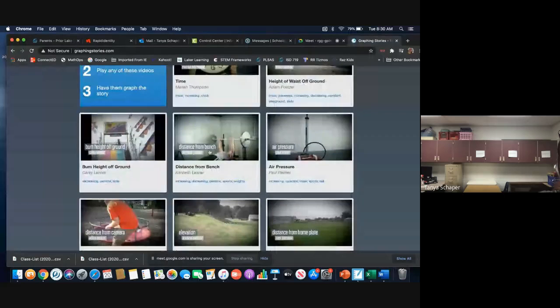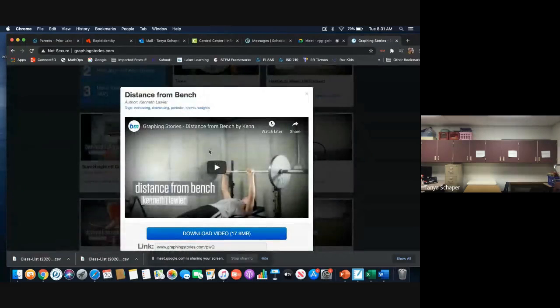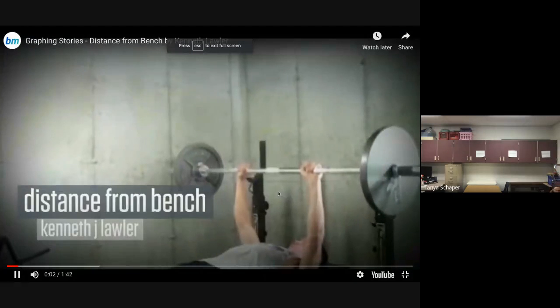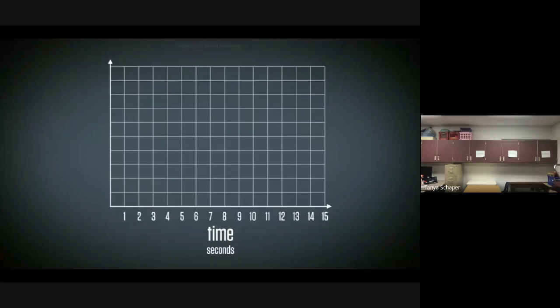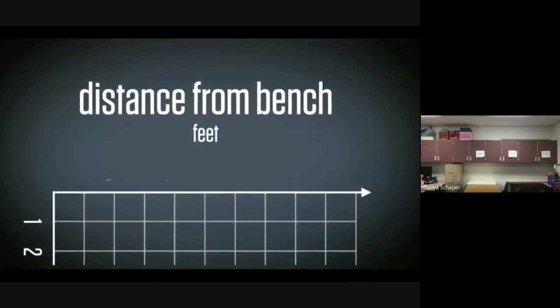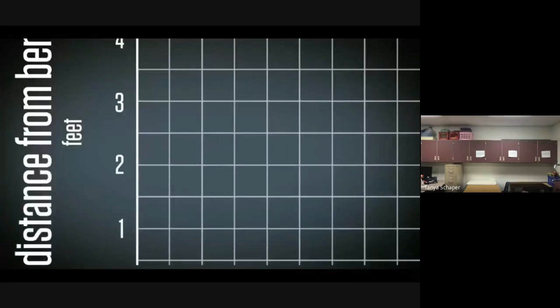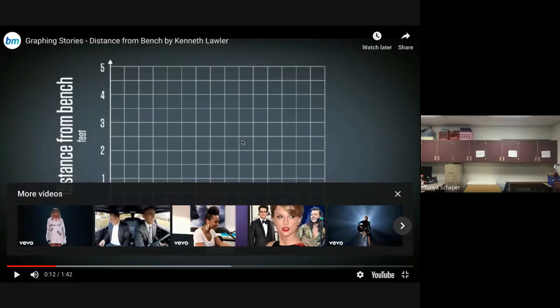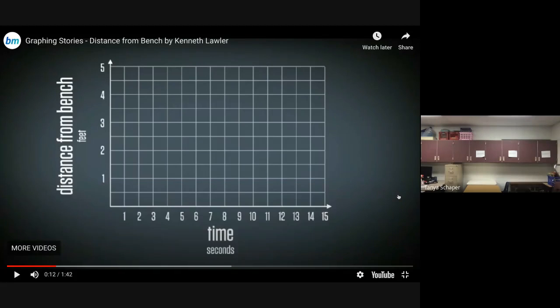By distance from a bench. So this one who's doing some bench presses, that's what I would be saying, right? And so our next graph is going to be the distance from the bench. When we set up our graph, we're going to label our axes, and it should look just like this. So it's distance from the bench in feet.